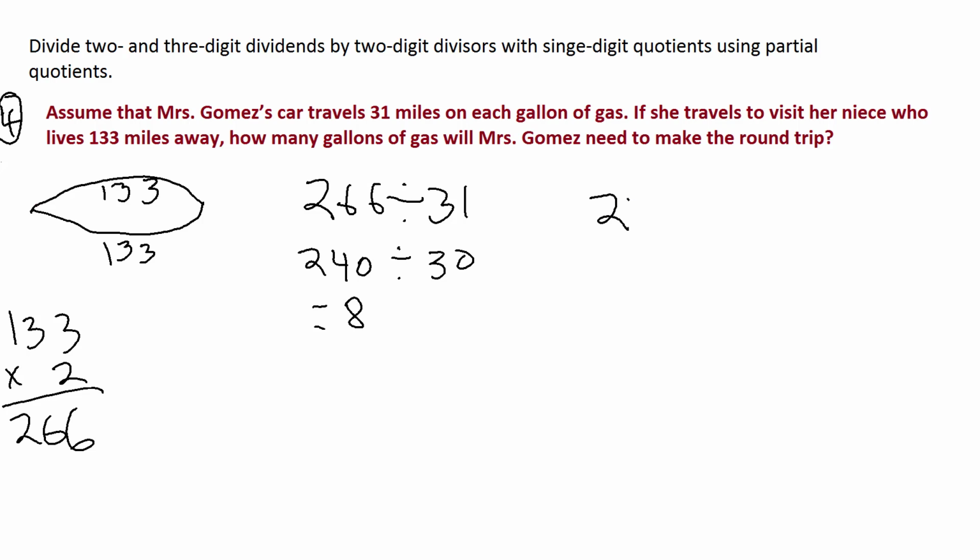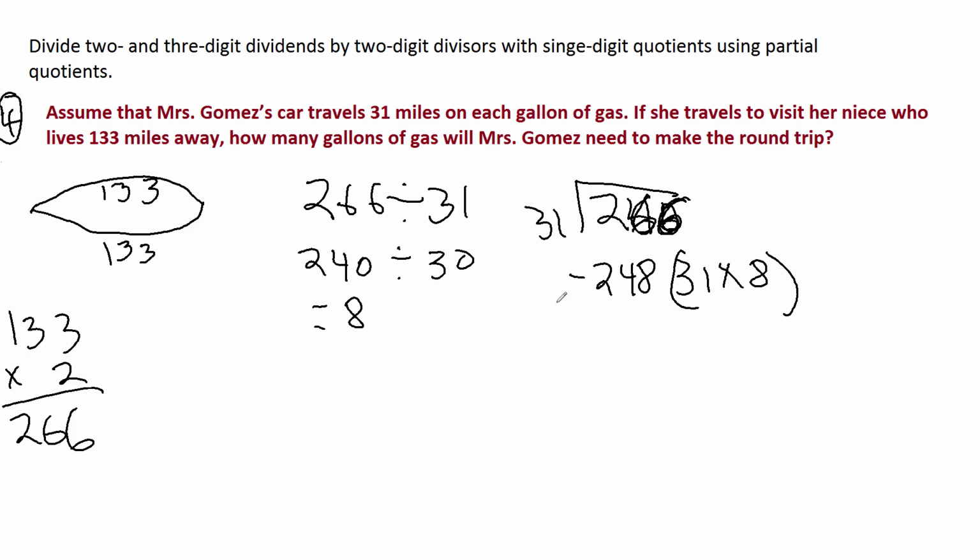So let's get started with our equation. 266 divided by 31. We have 31 times 8. 30 times 8 is 240. 1 times 8 is 8, giving us a total of, excuse me, I apologize for that, a little messy. Giving me a total of 248.